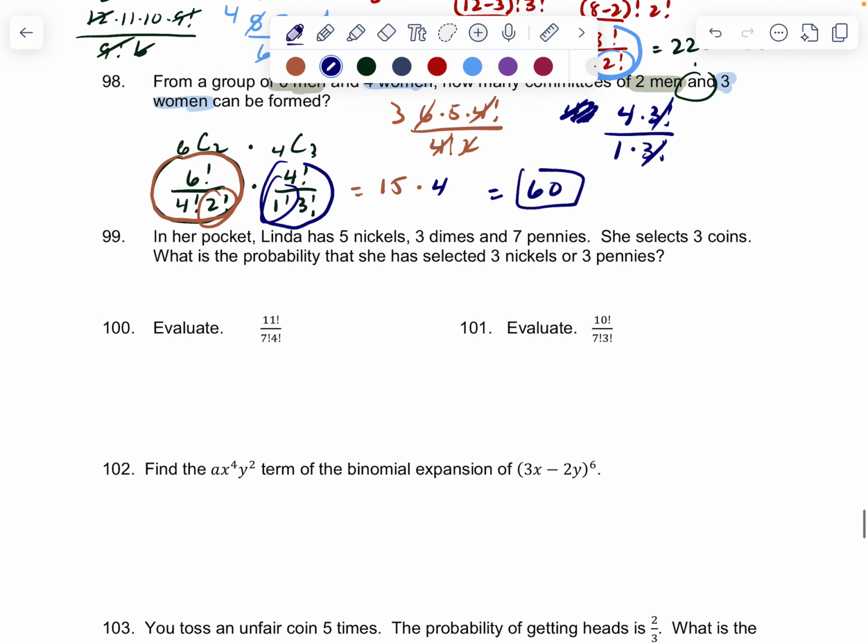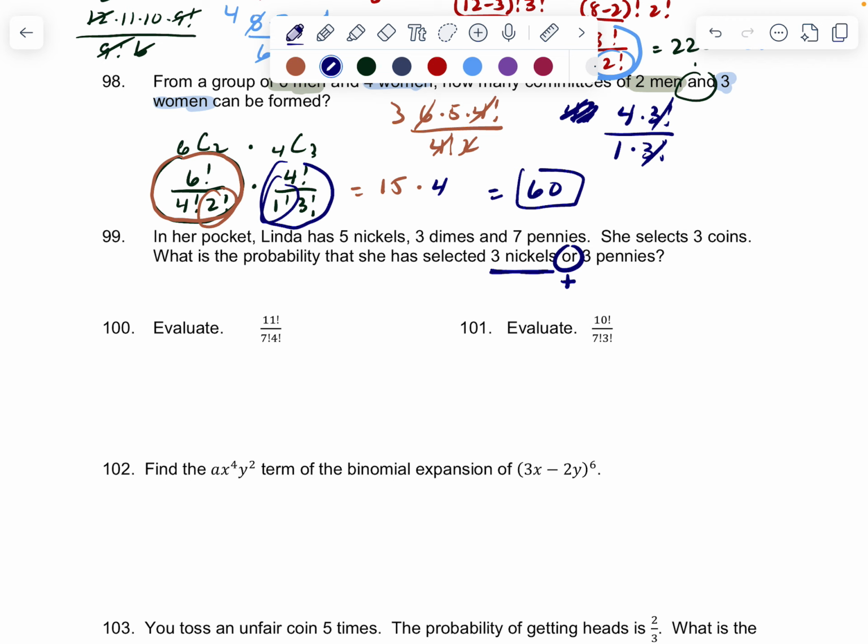In her pocket, Linda has 5 nickels, 3 dimes, and 7 pennies. She selects 3 coins. What is the probability that she has selected 3 nickels or 3 pennies? Okay, so you guys, in probability, or means plus, right? So what's the probability that she selected 3 nickels, okay?